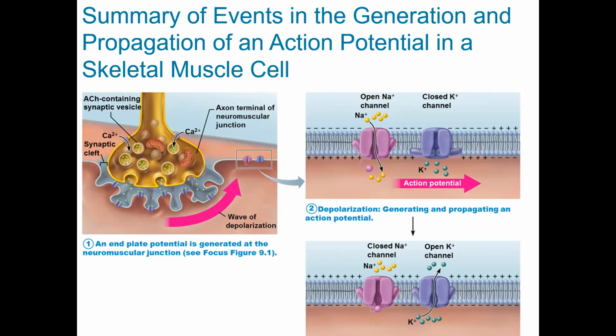It will stay open until we get to plus 30. The potassium gate's closed. As soon as we get to plus 30, the sodium gate closes and the potassium gate opens and potassium leaves the cell. And we're repolarizing. We're putting the positive ions back on the outside and the negative ions on the inside.